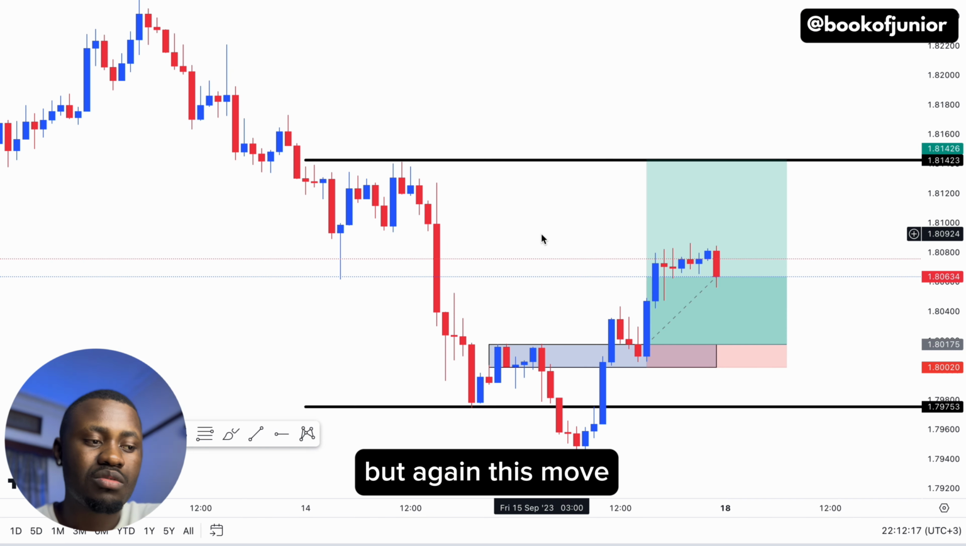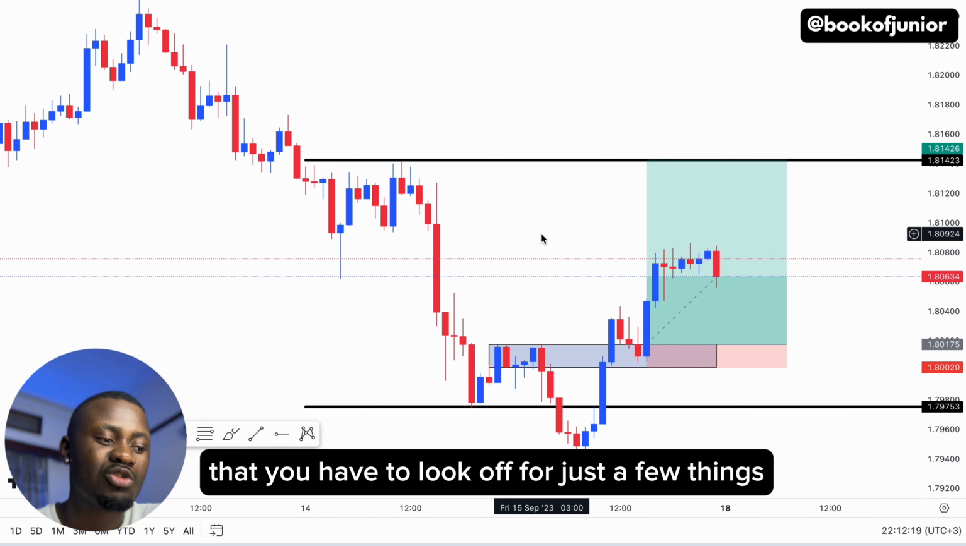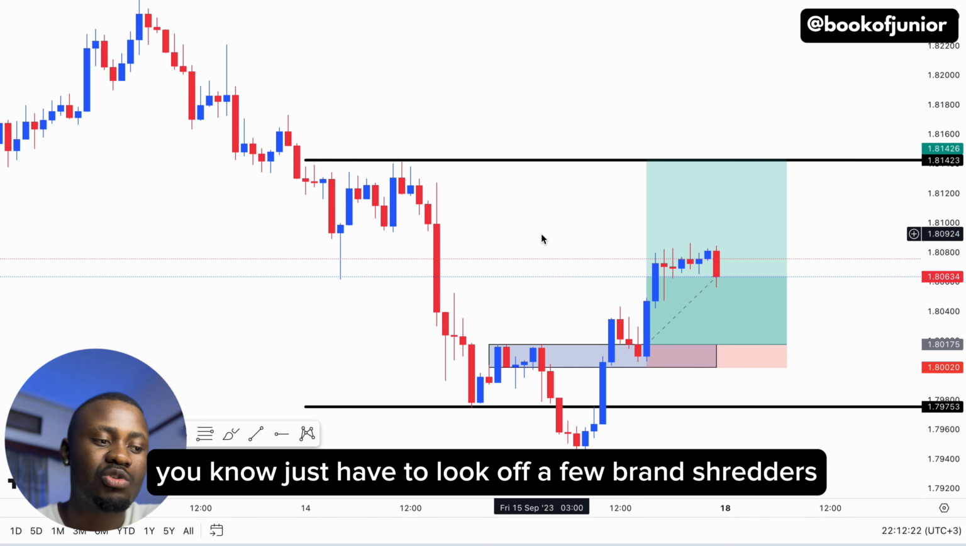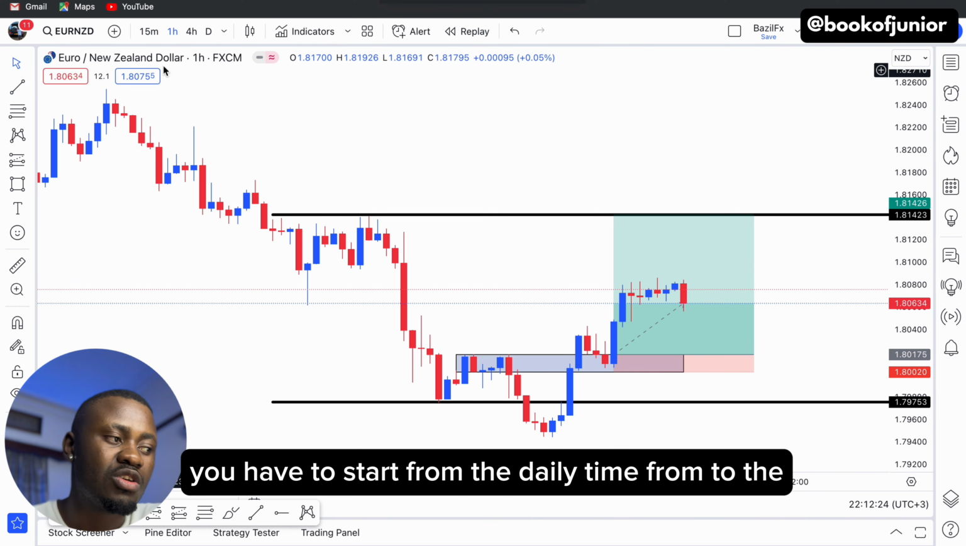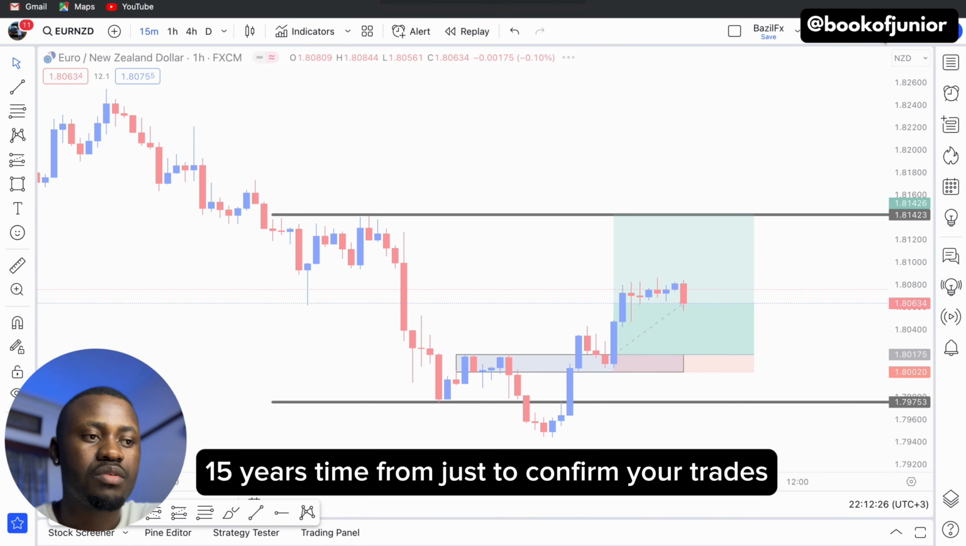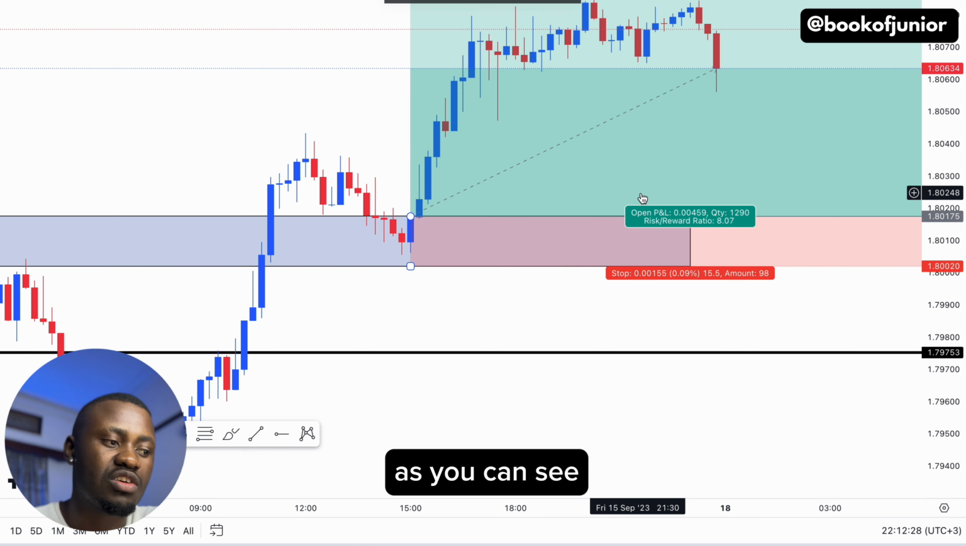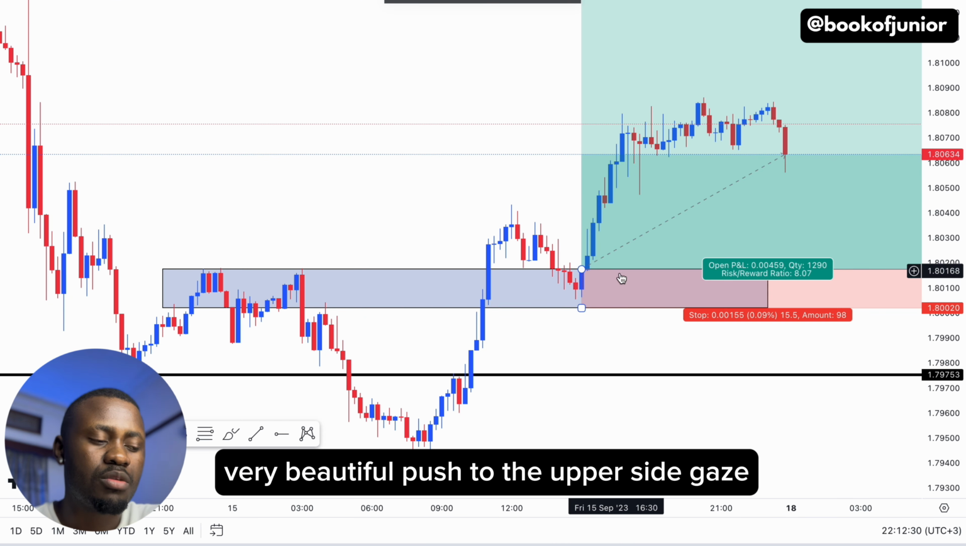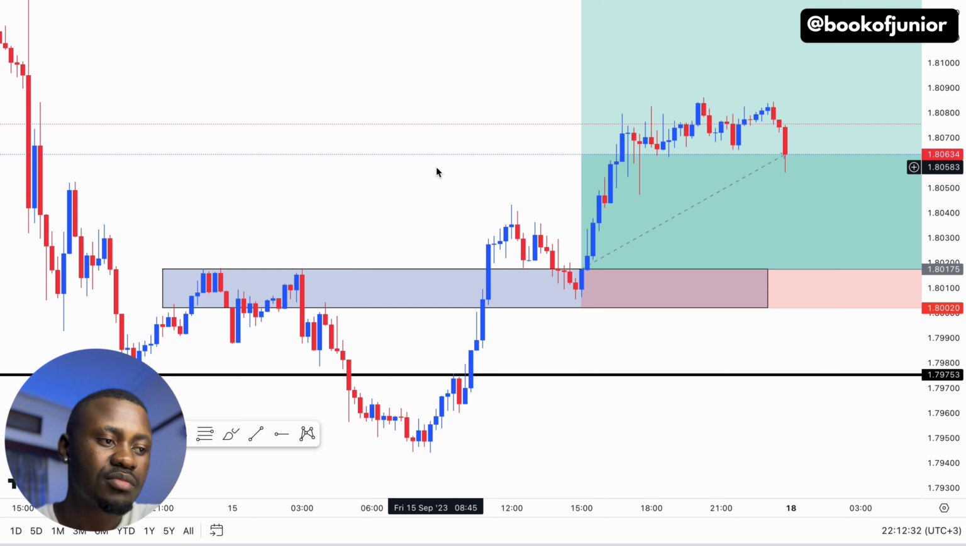But again, this strategy is very easy in a way that you have to look out for just a few things. You just have to look out for a few patterns, traders. You have to start from the daily time frame down to the 15-minute time frame just to confirm your trades. As you can see, I had a very beautiful push to the upper side, guys.